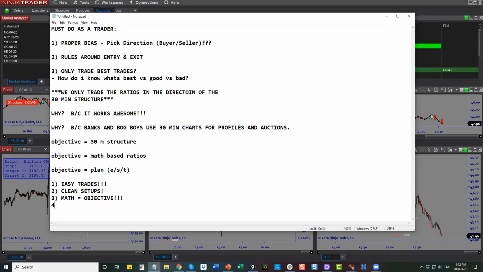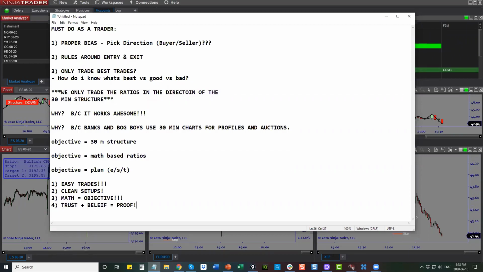Okay. Number four. Trust and belief come from proof. And the best way to prove it is to show you that it works, right? Give me a market. Give me a time frame. I will show you that it works. I have not been able to fail it. No matter how hard I try to break it, it can't. Like, I haven't been able to break it.